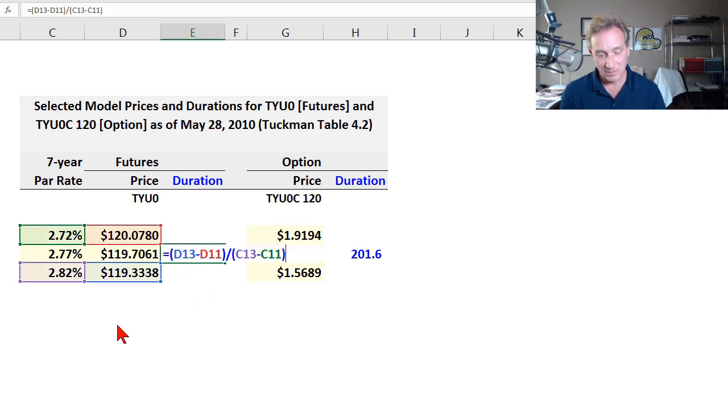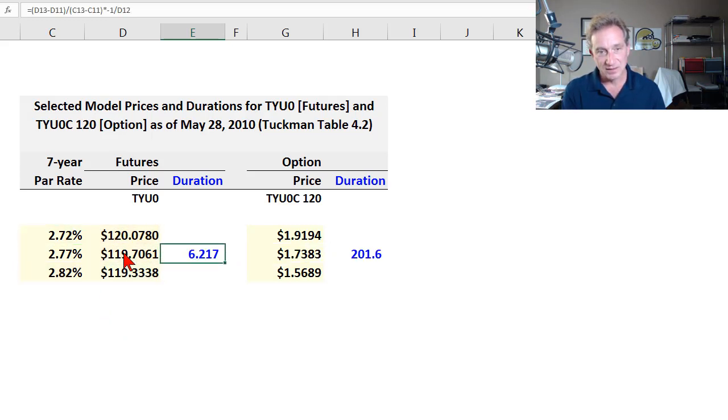And so we're going to take that dollar amount and convert it into a percentage by effectively dividing by the price right in the middle. And we get the 6.217, which we can now say that's an effective duration by definition of the operation that we just did. And further, we can say that's 6.217 years.